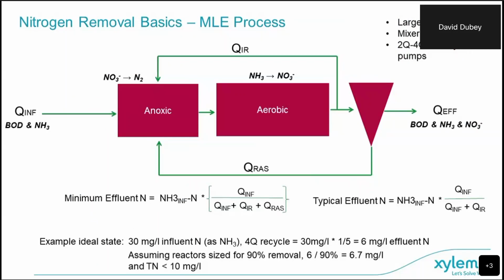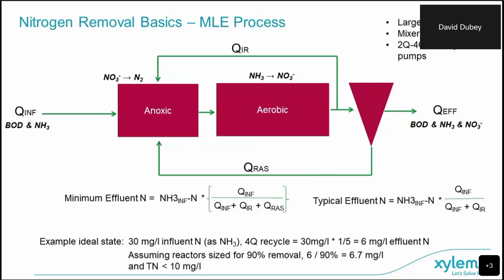So the typical process is the modified Ludzack-Ettinger process, or MLE as it's called. With this process, which is shown on that previous slide, we have the anoxic, then aerobic, and then a clarifier. Our typical TN removal rate for this type of setup is around 70%, or if we have an influent of about 30, which is typical municipal wastewater, we'll have an effluent of around 10, likely less than that.